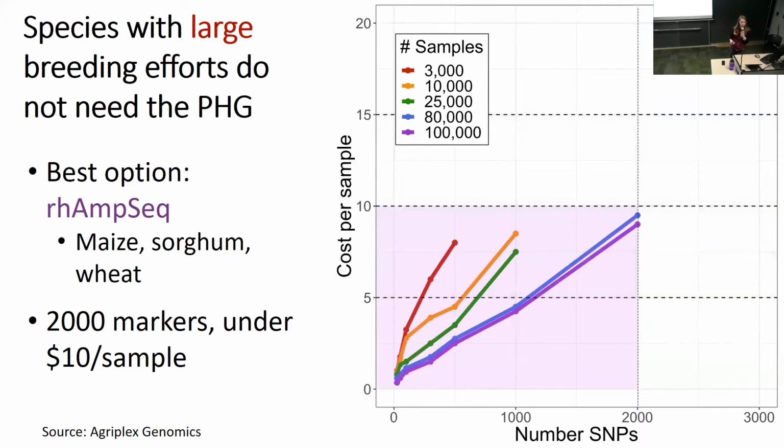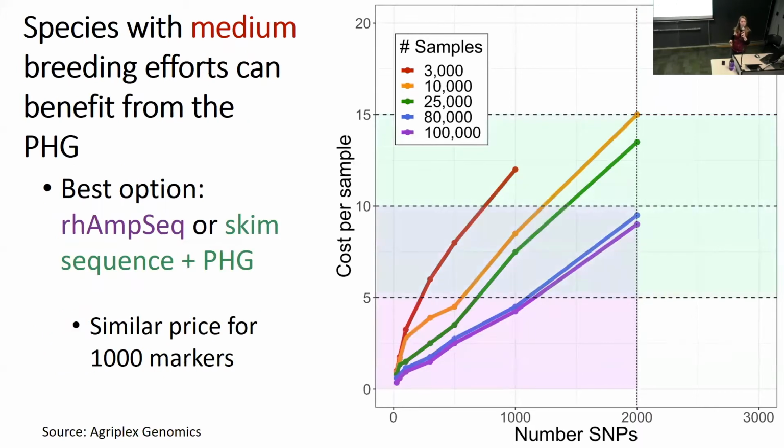and we're still under that $10 per sample goal that we'd like to be hitting. If we're working in a species that has more moderate breeding efforts, maybe we have 10,000 or 25,000 samples that we expect to be genotyped, then we're following the orange and green lines on this plot. And we can really decide between Rampseek and skim sequencing with the practical haplotype graph. Both will give us a cost-effective option for genotyping, and we really want to be paying attention then to how many markers we need, because the cost for 1,000 markers is fairly equivalent.